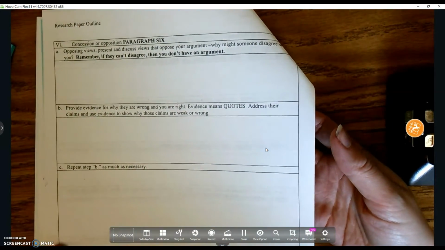Then you're going to have a concession where you're going to acknowledge the other side of the argument. And then a conclusion. We're going to talk about concessions and conclusions later. Right now, we're focusing on our introduction and our body paragraphs.